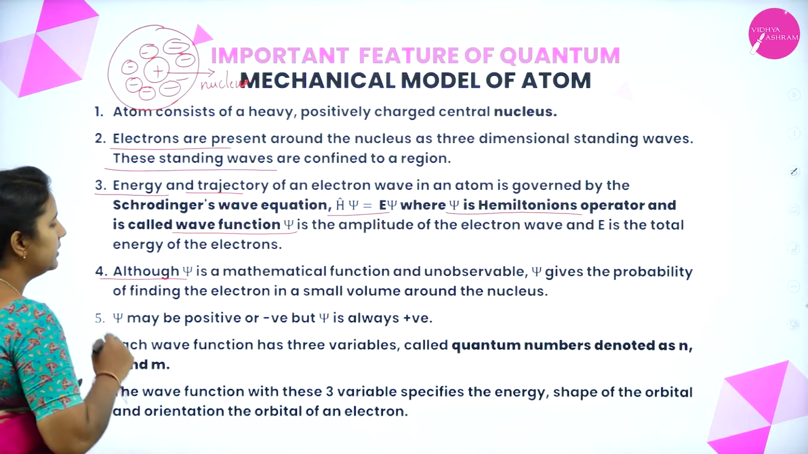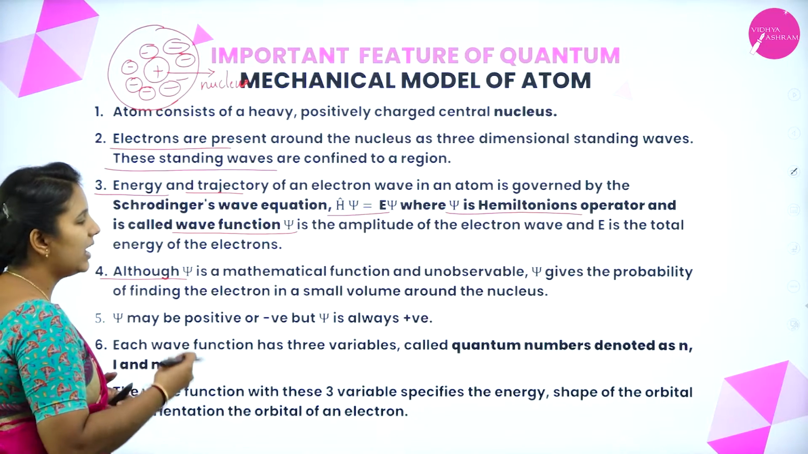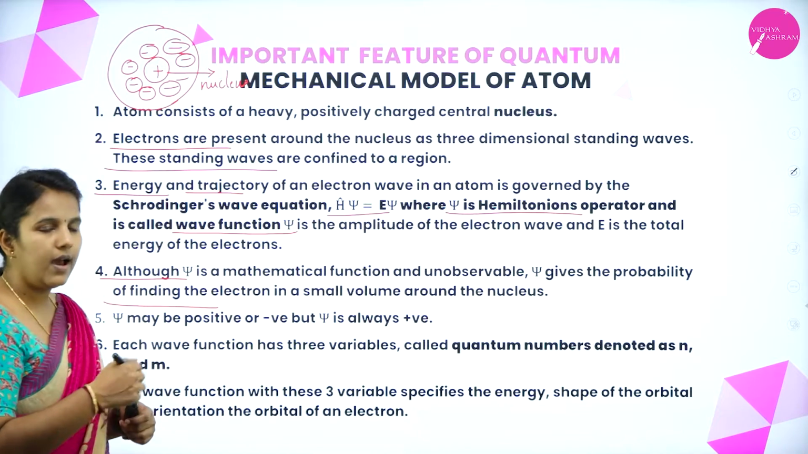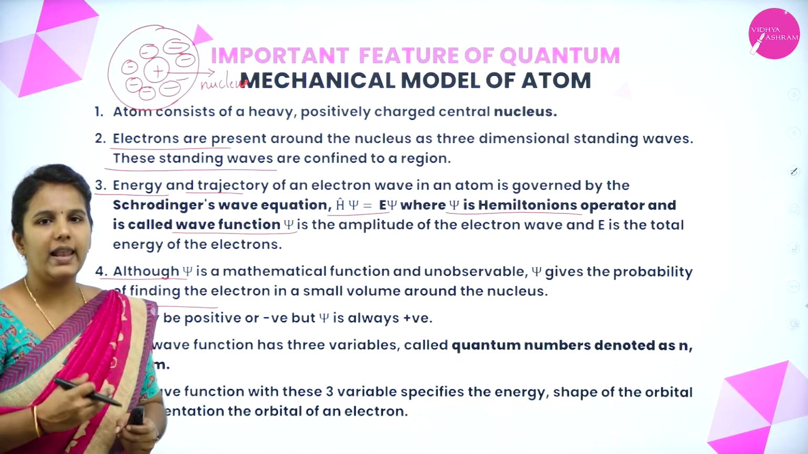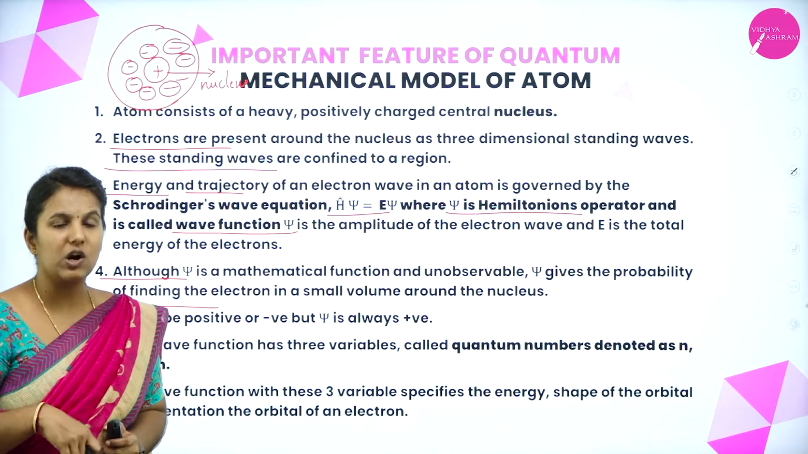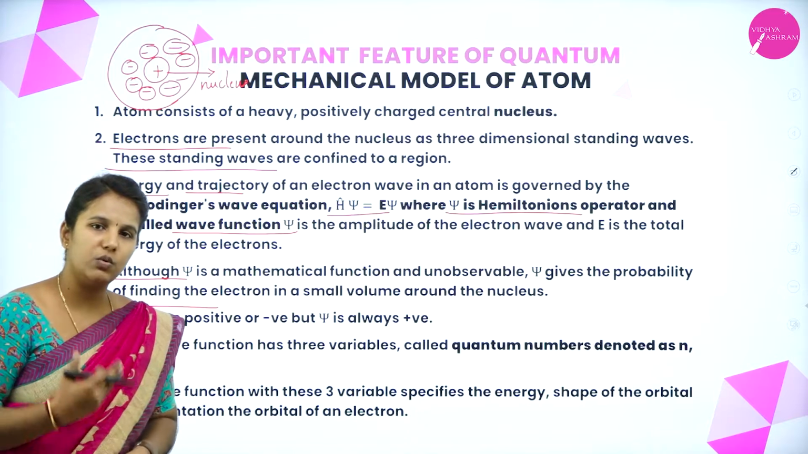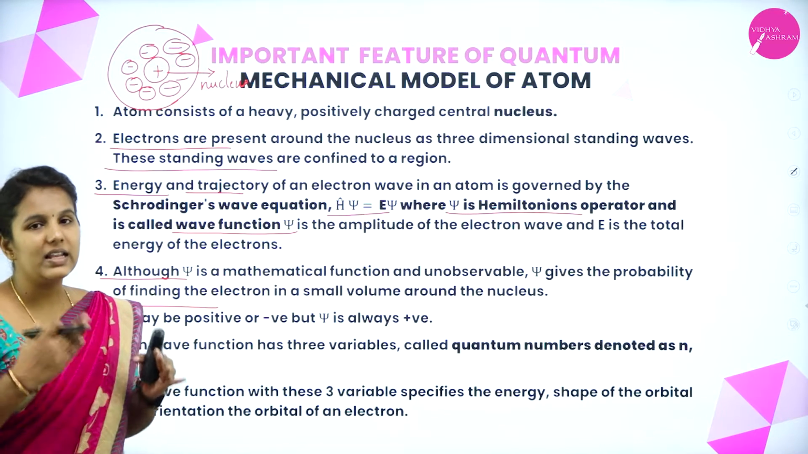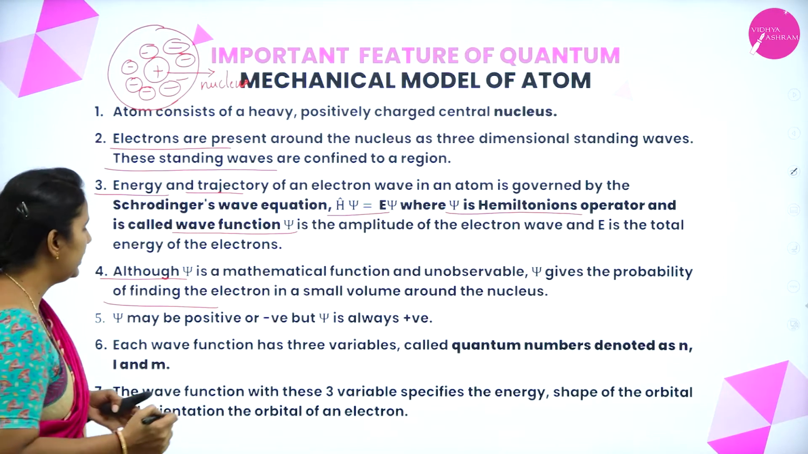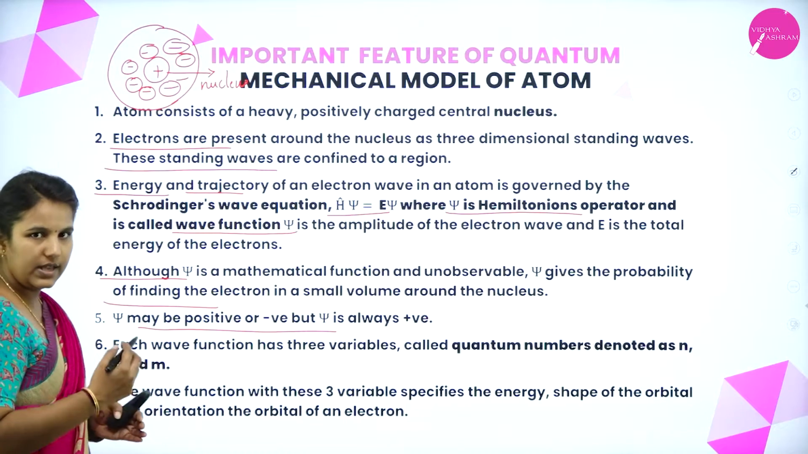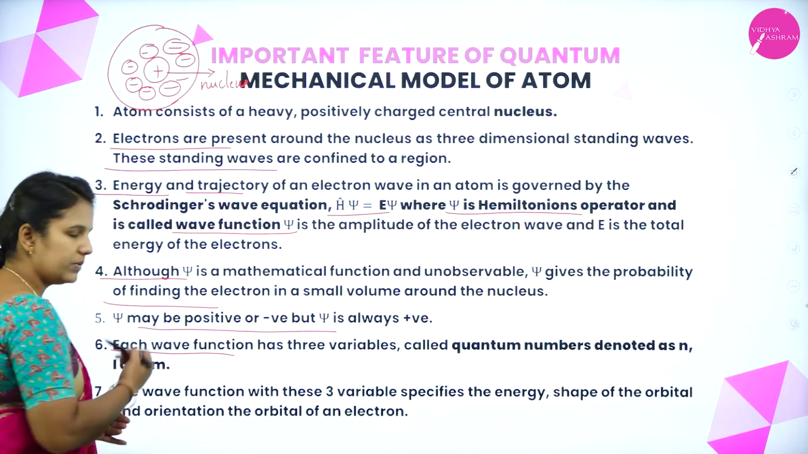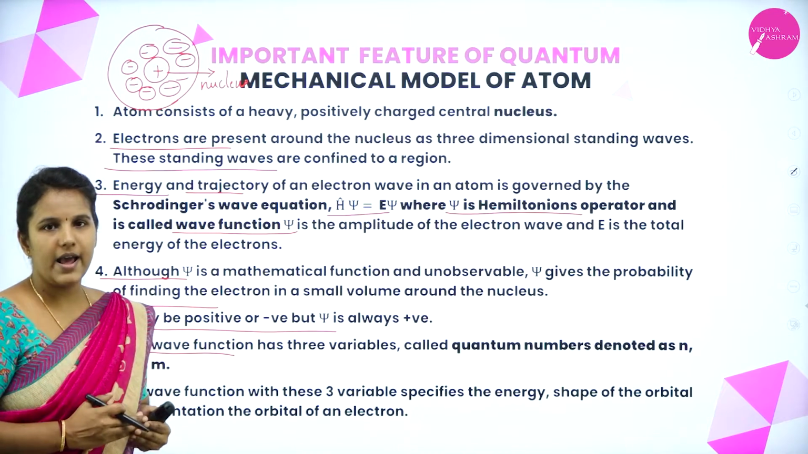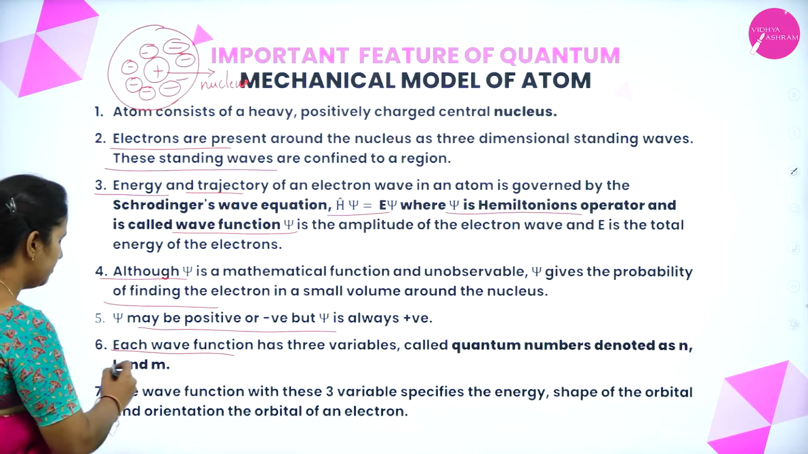Then, although psi is a mathematical function and is unobservable, psi gives the probability of finding the electron in a small volume around the nucleus. So, psi gives information only about the probability of finding the electron, where electrons are revolving around the nucleus. And this psi can have both positive and negative values. The wave function can also be determined by using three variables, which are known as quantum numbers, and they are represented as n, l, and m.